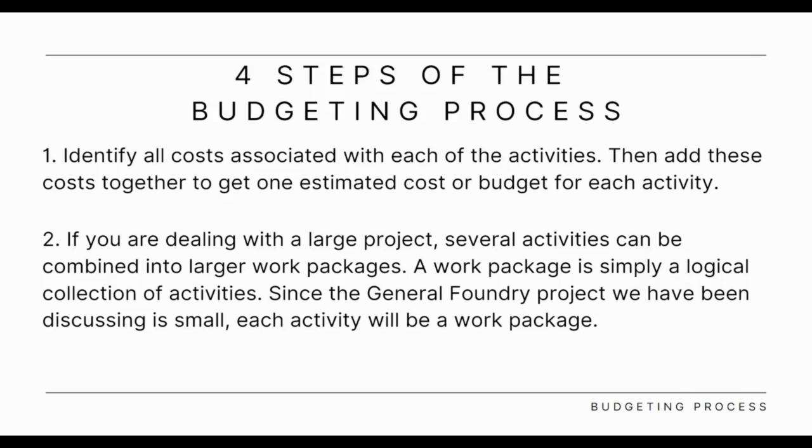These are the steps of the budgeting process. First, you need to know how much each activity costs. Then you can add them up to get the total budget available. Next, if you're going to do a bigger project, several activities can be combined into large work packages. So, a work package is, for example, that large project, we will divide it into 3 parts. Then those 3 parts are the work packages.